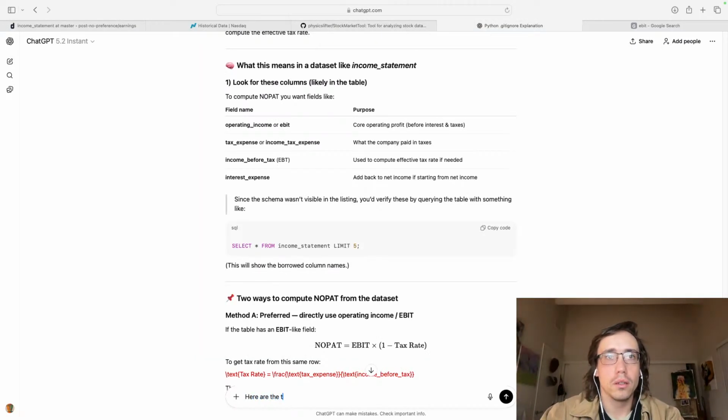Here are the tables with associated columns. Tell me how to calculate NOPAT.